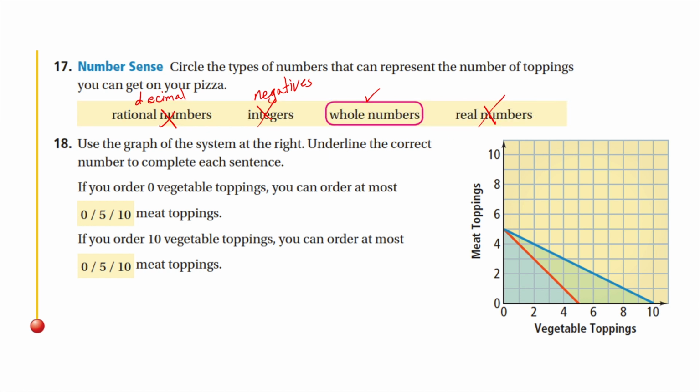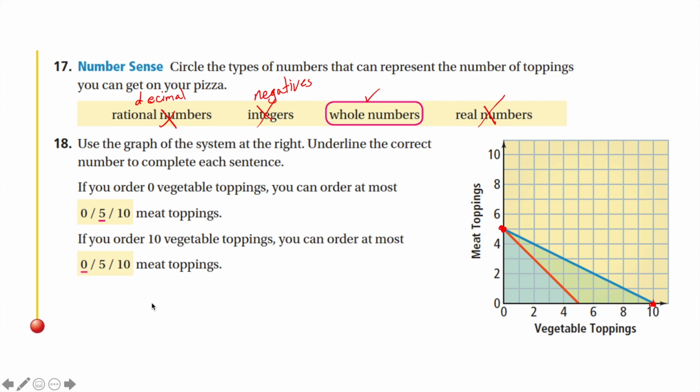Use the graph of the system at the right. Underline the correct number to complete each sentence. If you order 0 vegetable toppings, you can order at most, well, if we had 0 vegetable toppings, that would mean that we would have to go all the way to the 0 on the x value, or on the x-axis, because that's what's labeled vegetable toppings. And I'm going to say that the most that we can get will be 5 meat toppings. Well, if you order 10 vegetable toppings, 10 all the way over here, it looks like we can only have, well, actually it looks like we can't even have a single meat topping.